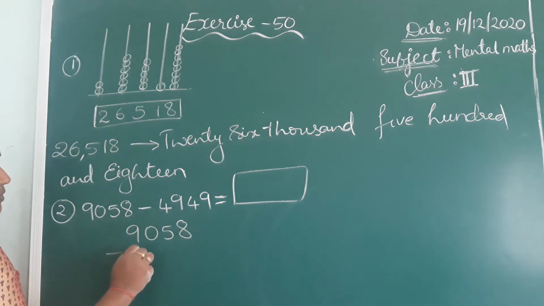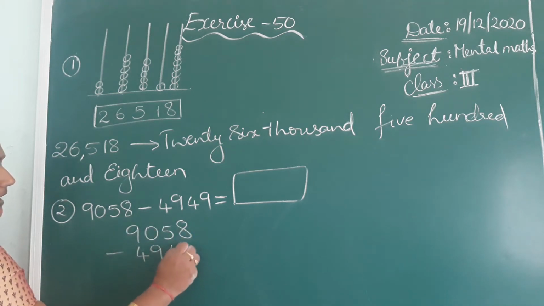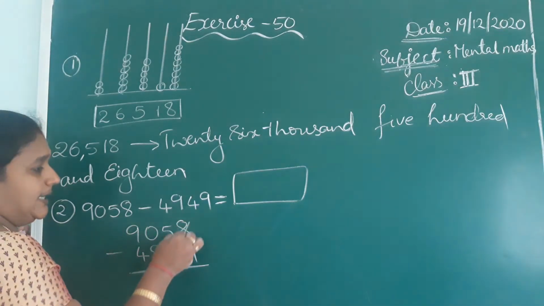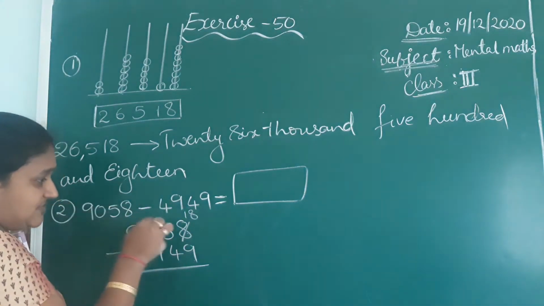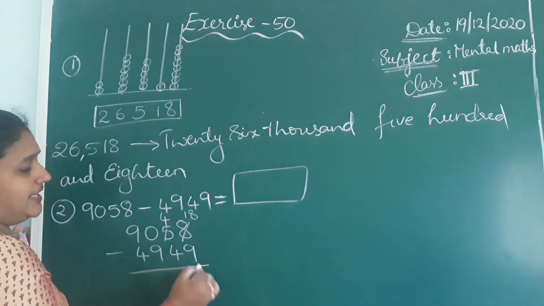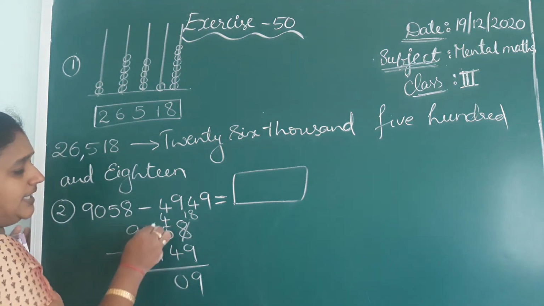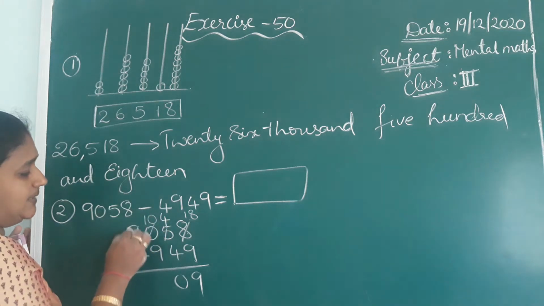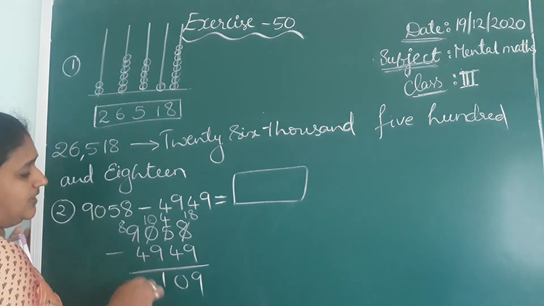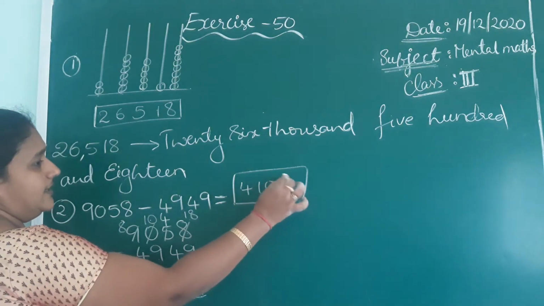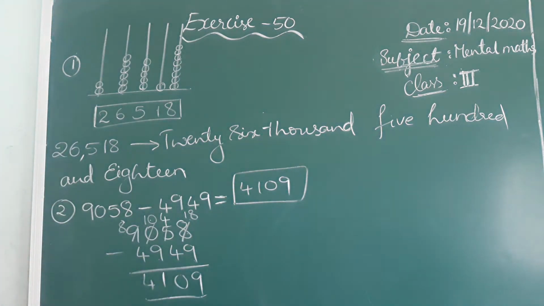9,058 minus 4,949. 8 minus 9 not possible, so borrow. 10 plus 8, 18. Now it is 5 minus 1, 4. 18 minus 9, 9. 4 minus 4, 0. 0 minus 9 not possible. Borrow 10, it becomes 8. 10 minus 9, 1. 8 minus 4, 4. It's nothing but 4,109. See the next one.